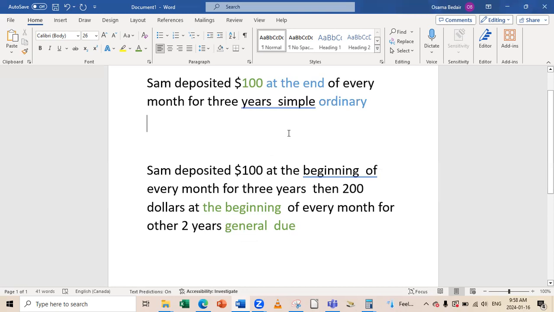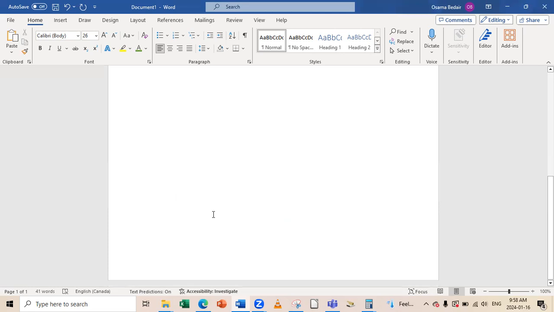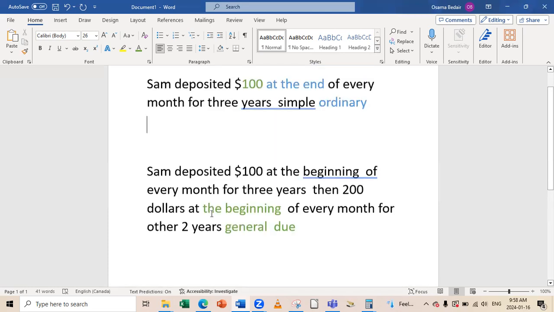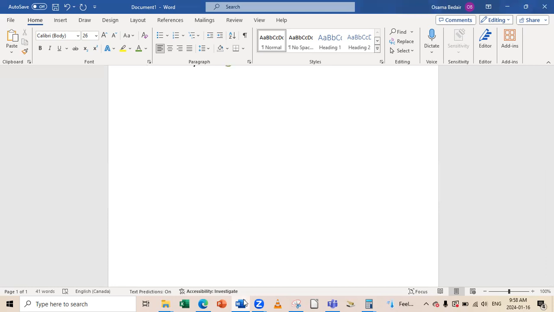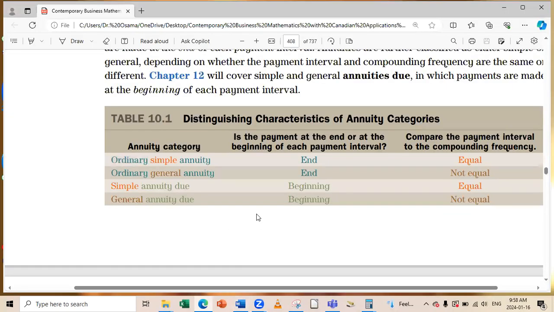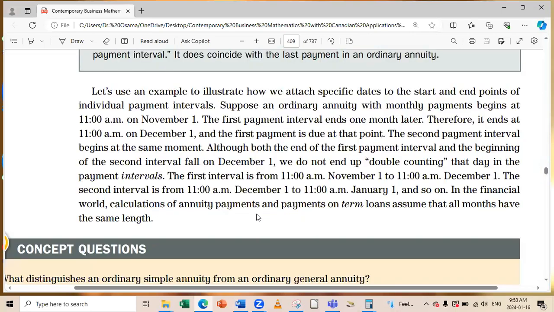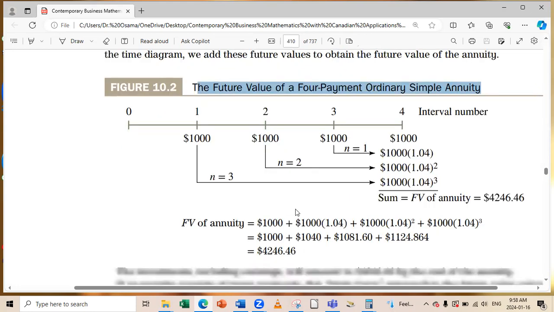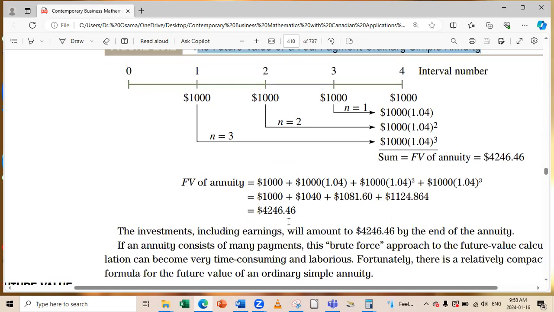This was a start about what we mean by ordinary and due, and this is the meaning of the annuities. And we'll see now another example for the annuities, but we'll use the table to see how much it is now. We'll get this amount of money. The future value of 4 payments, an ordinary simple annuity. This is an example about how it works.